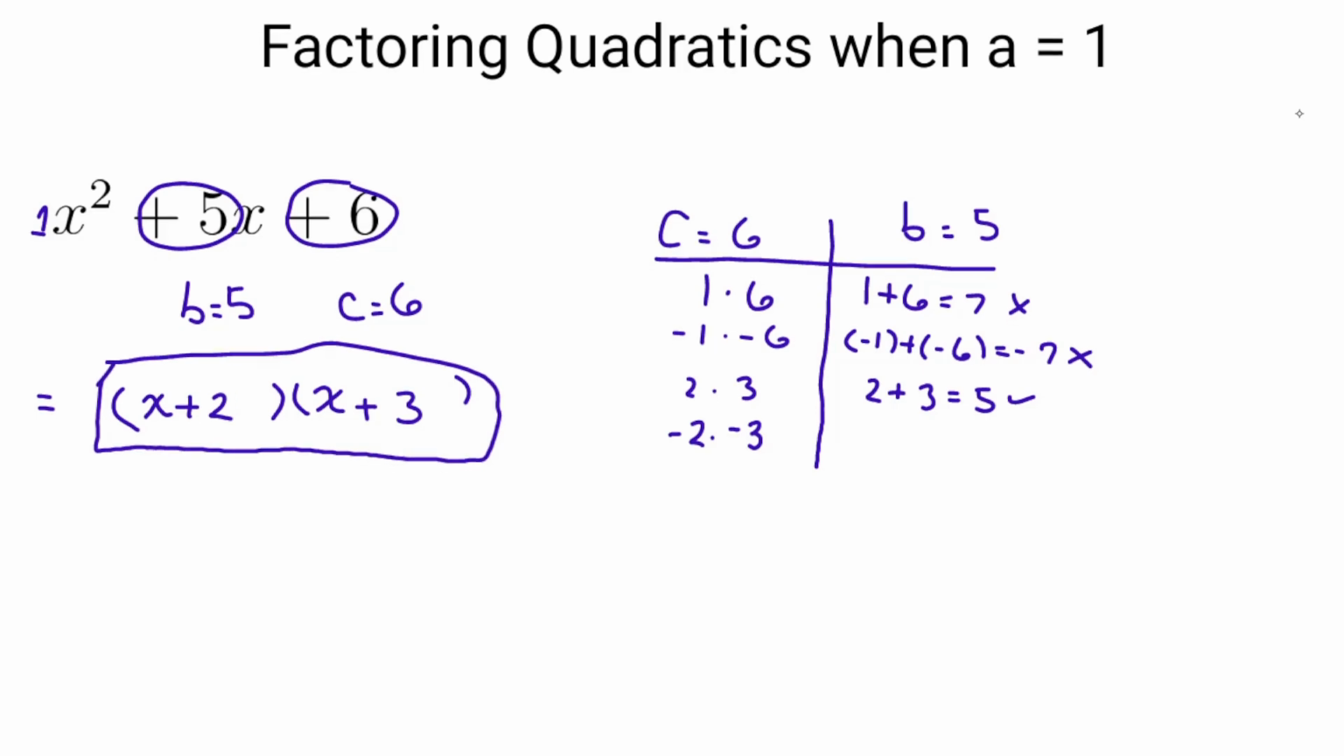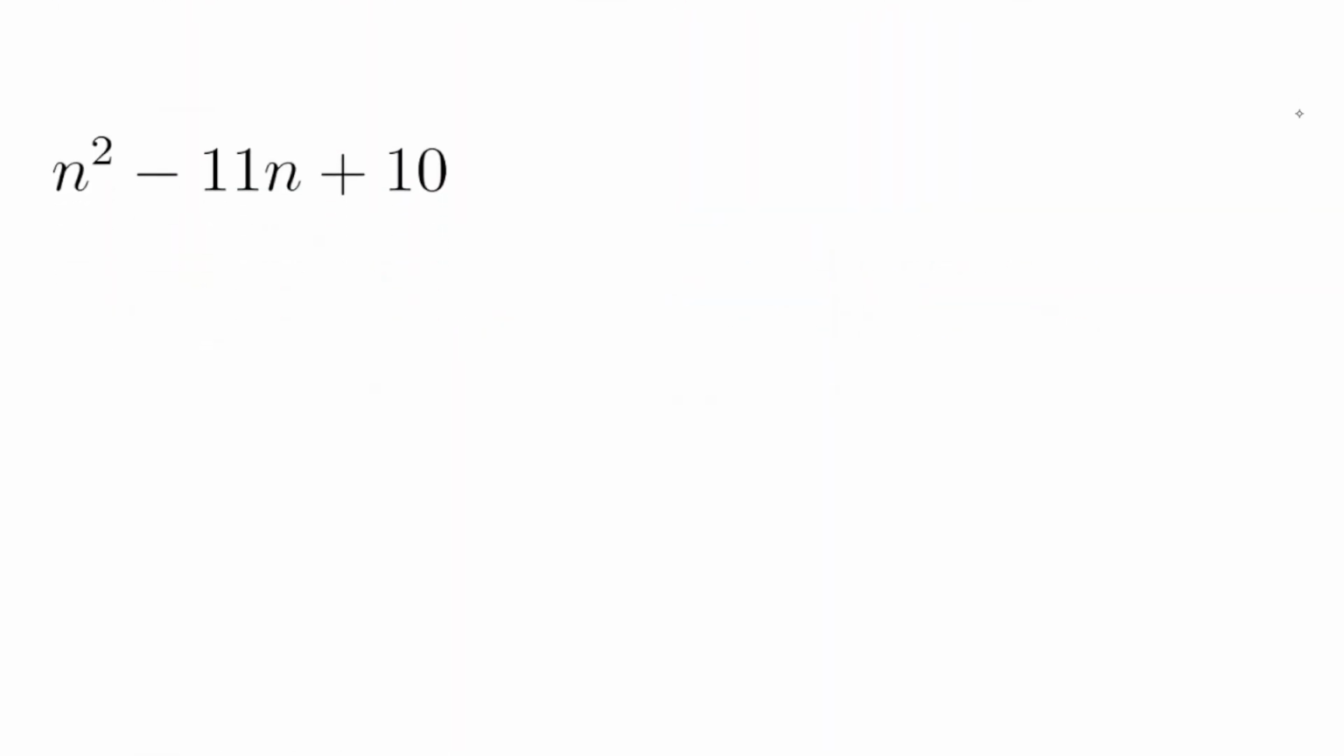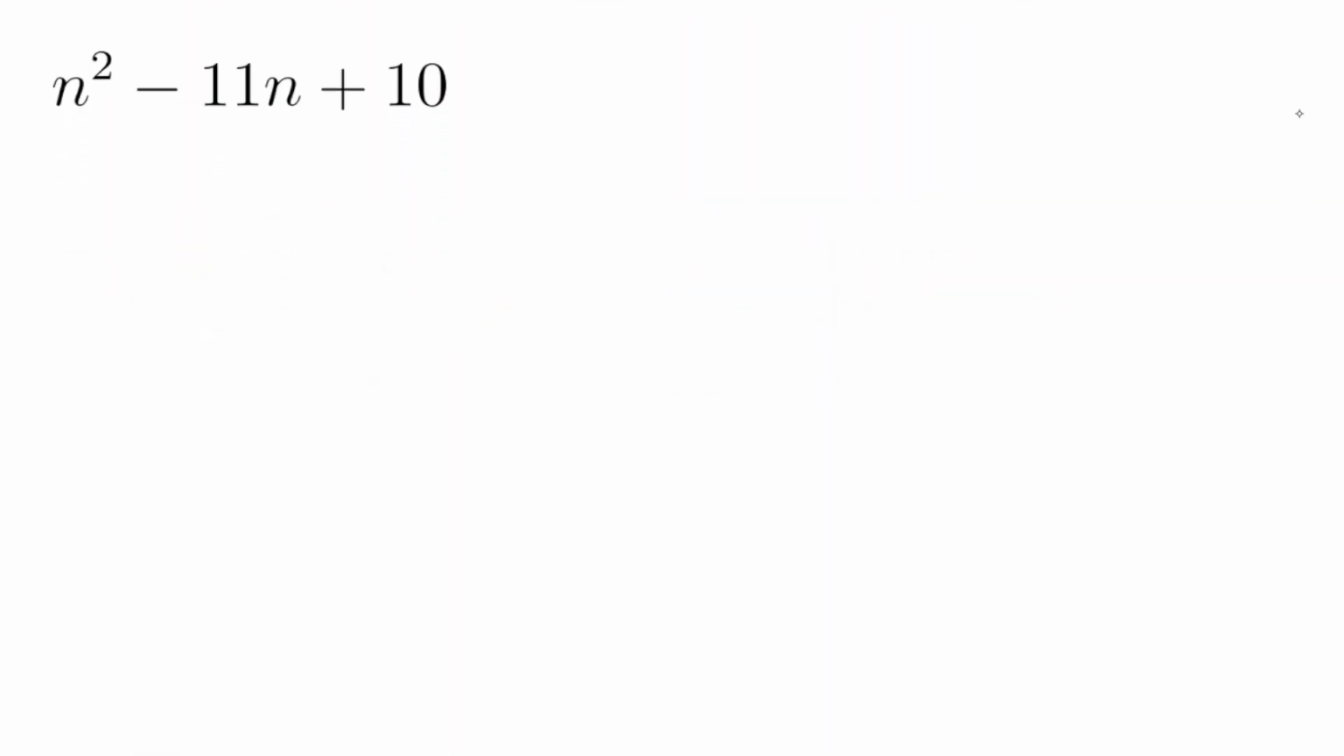All right, let's look at another example. All right, now we've got n squared minus 11n plus 10. So in this problem, b is equal to negative 11, and c is equal to 10. So let's make our table here. We've got c equals 10, and b equals negative 11. So we need two numbers that will multiply to give us 10 and add to give us negative 11.